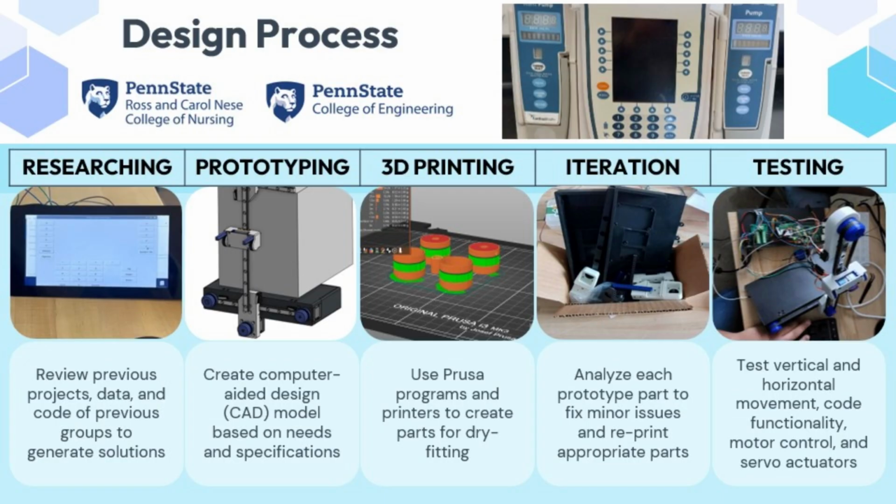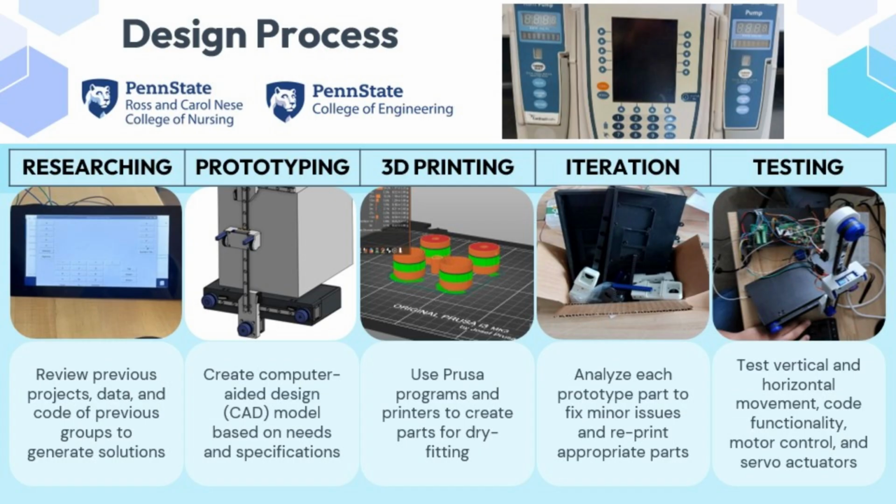For our design process, we had research, prototyping, 3D printing, and iteration and testing stages. We reviewed previous projects, data, and code. For the prototyping, we did brainstorming and then CAD models. For the 3D printing, we 3D printed parts, and then came the iteration, where we 3D printed parts that were just meant for testing, to see what fit. And then we eventually got to final components.